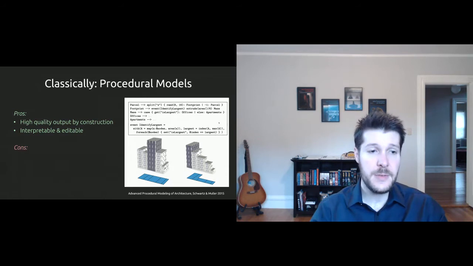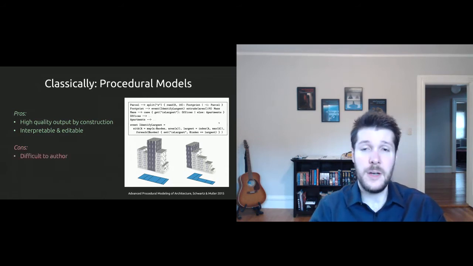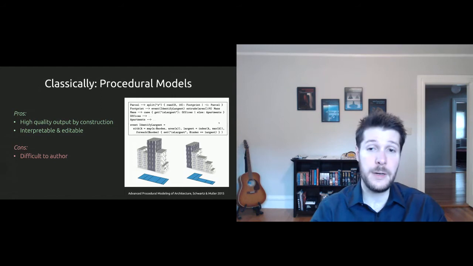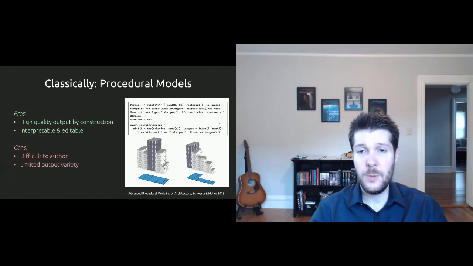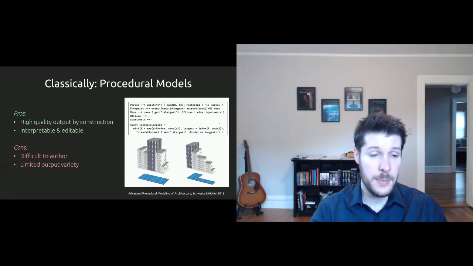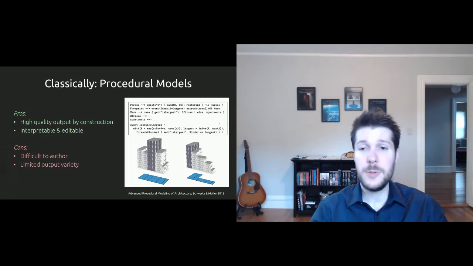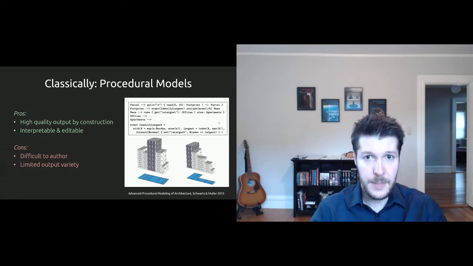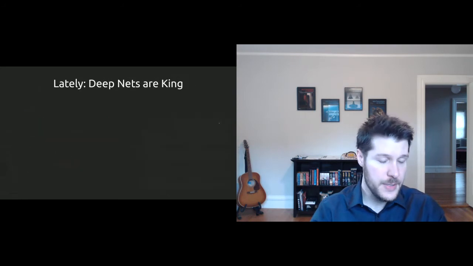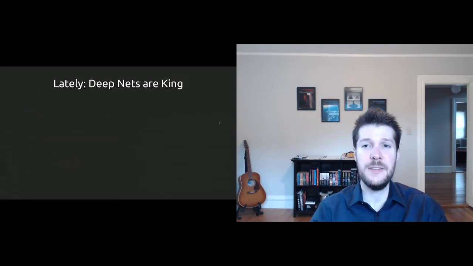But there are a lot of disadvantages as well. These are difficult to author. You need to be both an expert in geometry and also know something about how to program. And there's a limited output variety. It's difficult to write one program that captures all possible shapes, even all possible shapes within a particular object class. It's hard to think about how I could write a single program that could generate, for example, all possible automobile shapes. So lately, because of these limitations, deep neural networks have kind of been the king in this space.